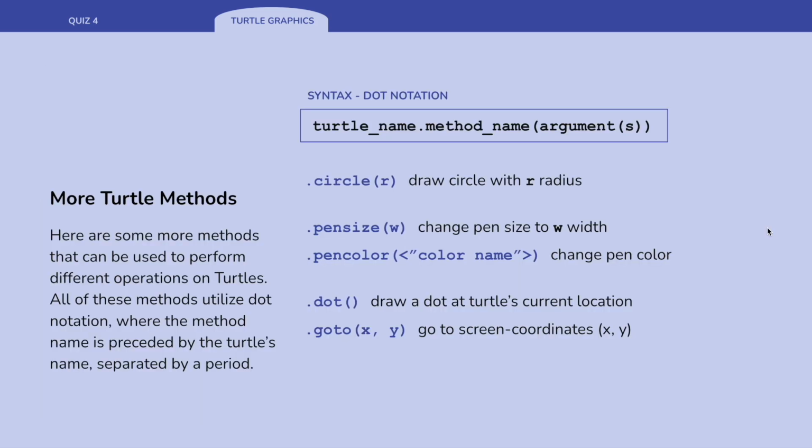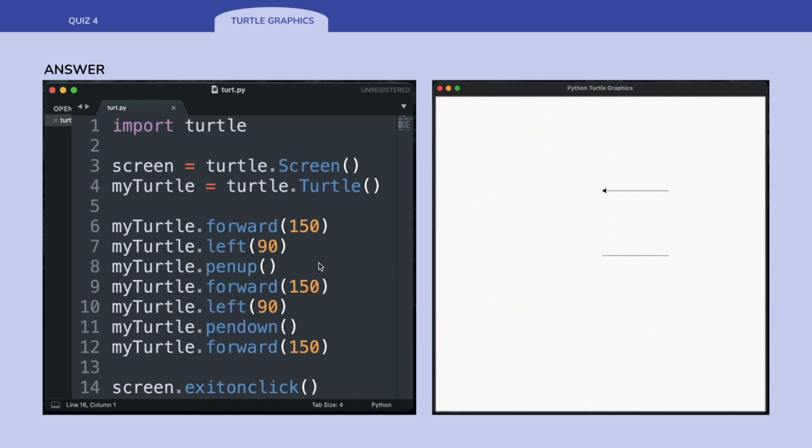So the answer to this program looks something like this. So we'll first call the turtle to move forward 150 pixels, which is what this gives us, that initial horizontal line. Then I called my turtle to turn left 90 degrees and pick up its pen there on line 8. Then on line 9 is where the turtle moves forward upward 150 pixels up to this point. Then on line 10, I call the turtle to turn left 90 degrees, which will have it face to the left, and then have it put its pen back down again before moving forward another 150 pixels to the left.